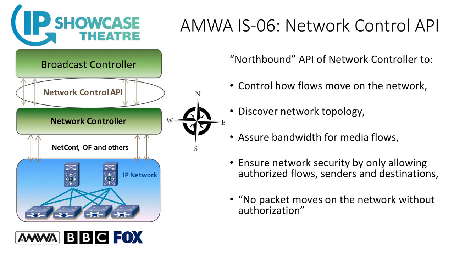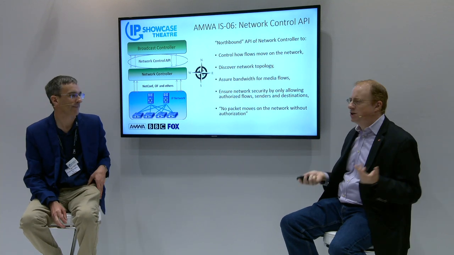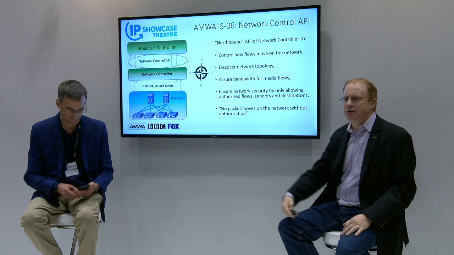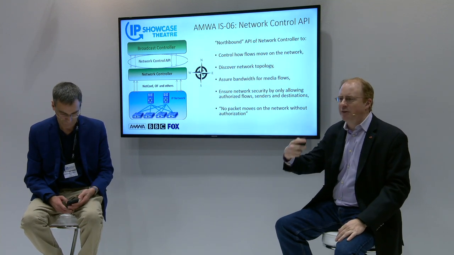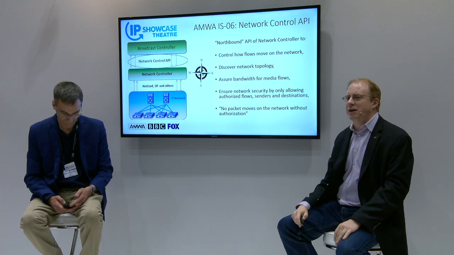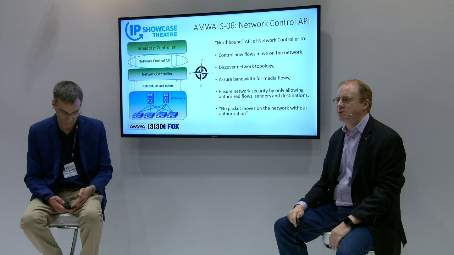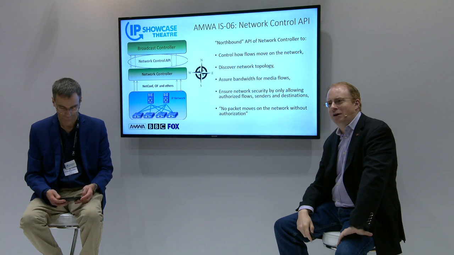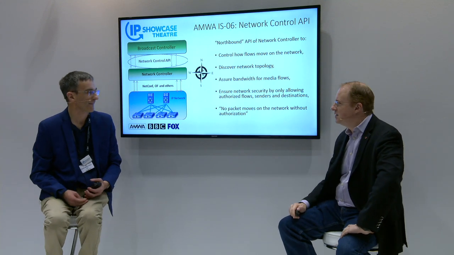It controls how flows move on the network. It allows the broadcast controller to determine the network topology. It allows a broadcast controller to reserve and assure bandwidth for your flows in your network. It also, to some extent, ensures network security by only allowing the authorized flows on your network. So some random endpoint can't come in and start sending flows without being previously authorized by the broadcast controller through the ISO 6 API. I like to say no packet should move on my network without prior authorization. And that's what ISO 6 can give you.